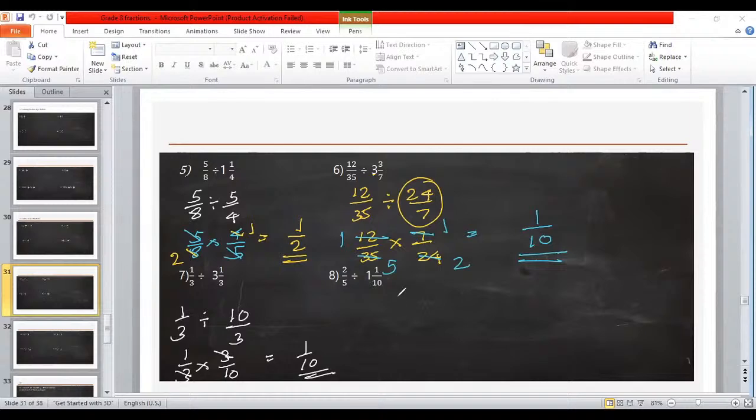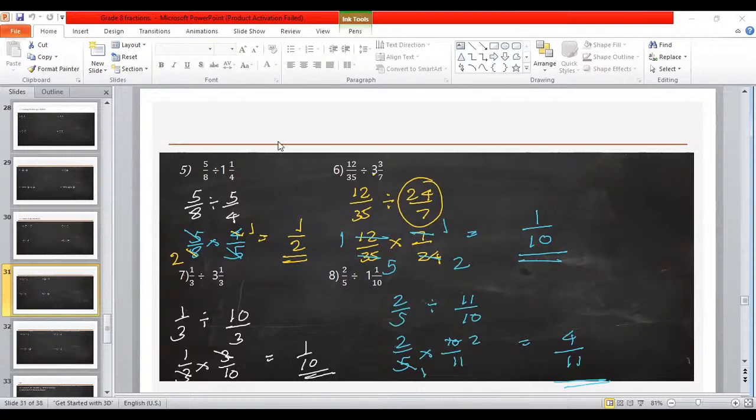Right. 2 over 5 divided by 10 times 1, 10 and 1, 11 over 10. 2 over 5 into 10 over 11. How many 5s, 1? How many 5s, 2? 2 times 2, 4 over 11 is the answer. 4 over 11. Right. We'll go to the next question.